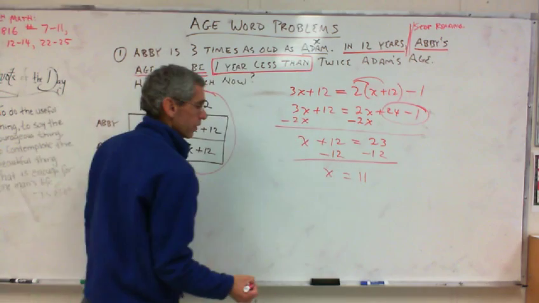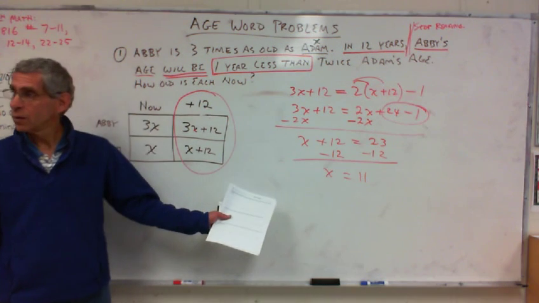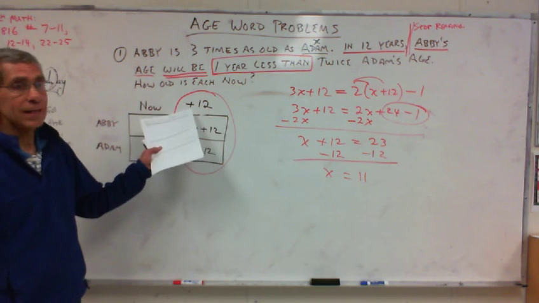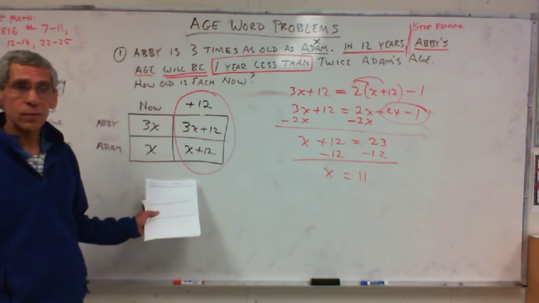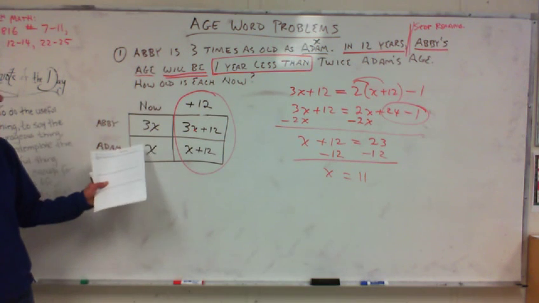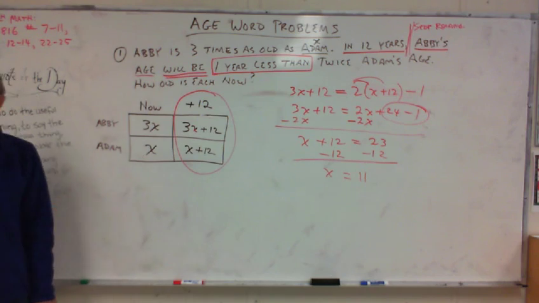Yes, 11. So this is the weird part. We just solved for x. We used the in 12 years column, but we solved for x, which is what? That's Adam's age right now. That's in the now column. So we know that right now, Adam is 11.